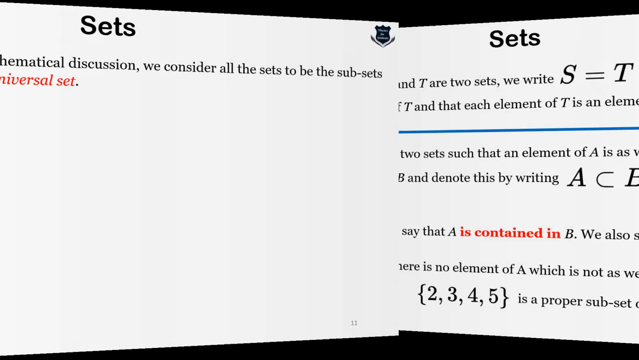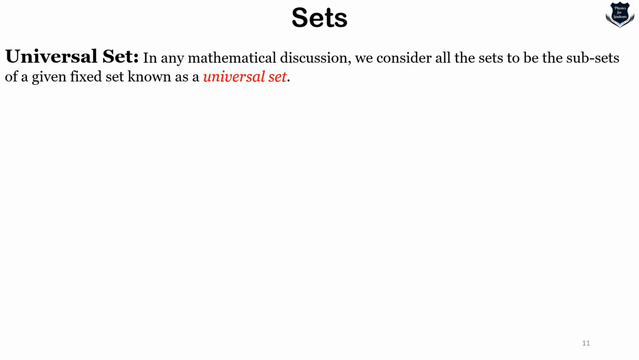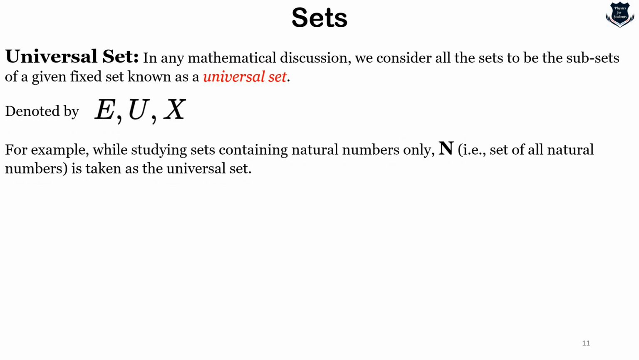Okay, what is called a universal set? Now this is very important. So in any mathematical discussion, we consider all the sets to be subsets of a given set. That means everything is basically coming from a universal set. Say for example, we denote it by E, U or X. So while studying, we study the natural numbers, which is capital N. This should be written in math bold, but anyway, it is containing basically the universal set.